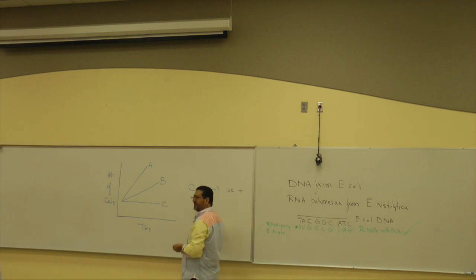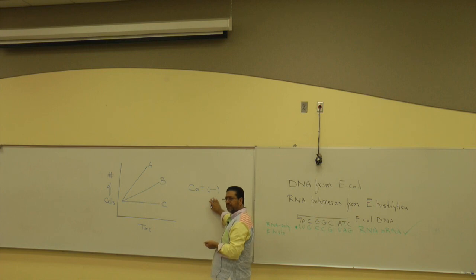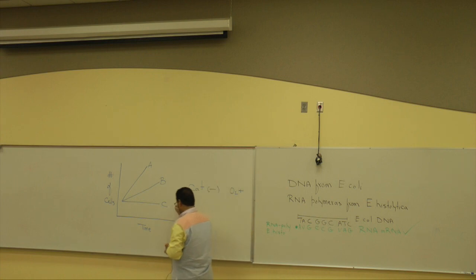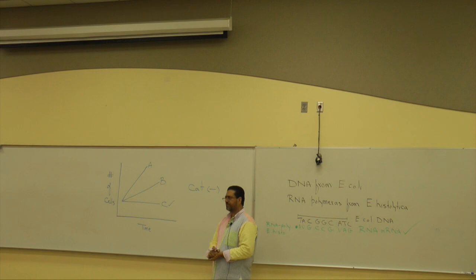Catalase negative bacteria incubated in the presence of oxygen. A bacteria that cannot make catalase, when it is grown in the presence of oxygen, what will happen to it? Die. Have no catalase, will die. Cannot neutralize toxic oxygen. See. Catalase negative bacteria grown in the presence of oxygen.